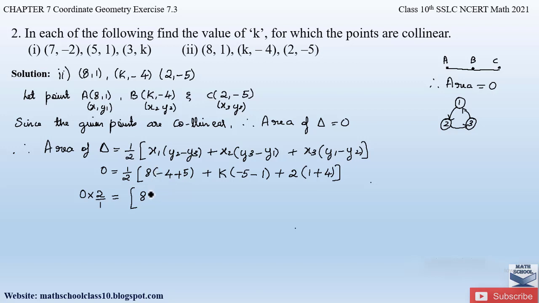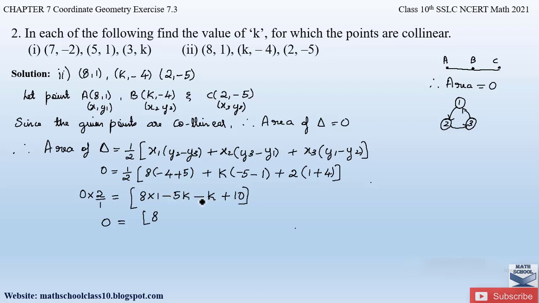So we'll get 8 into plus 1 plus, here let us open the bracket. So plus k into minus 5 will be minus 5k. Then plus into minus will become minus k plus 2. Here 4 plus 1 is 5. So 5 into 2 is 10. So this 0 into 2 by 1 will be 0. That is equal to 8 into 1 will be how much? 8. And minus 5k and minus k.